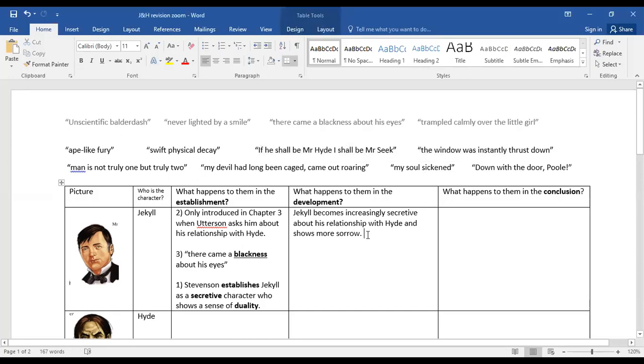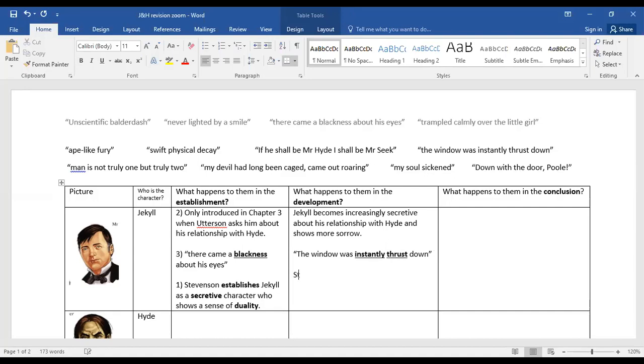This is for Jekyll. Because remember, in chapter 7, Jekyll is at the window, and Utterson and Enfield are on a walk. They see him and they say, come on down, Jekyll, why don't you chat with us? And he says he'll go and speak with them, but he instantly thrusts the window down. And this is the really crucial thing, because at this point, what are we starting to see? If you thrust something, you're pushing it with lots of violence. Jekyll is losing control of himself, losing control of Hyde, unable to repress his emotions.